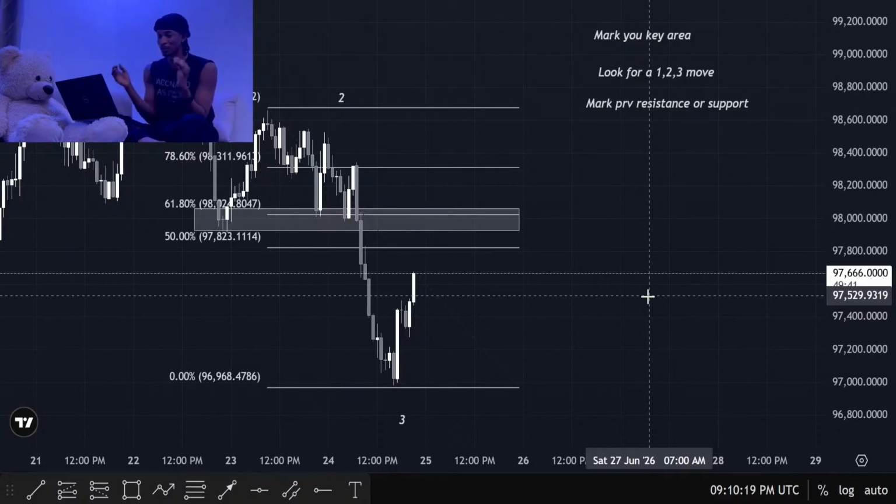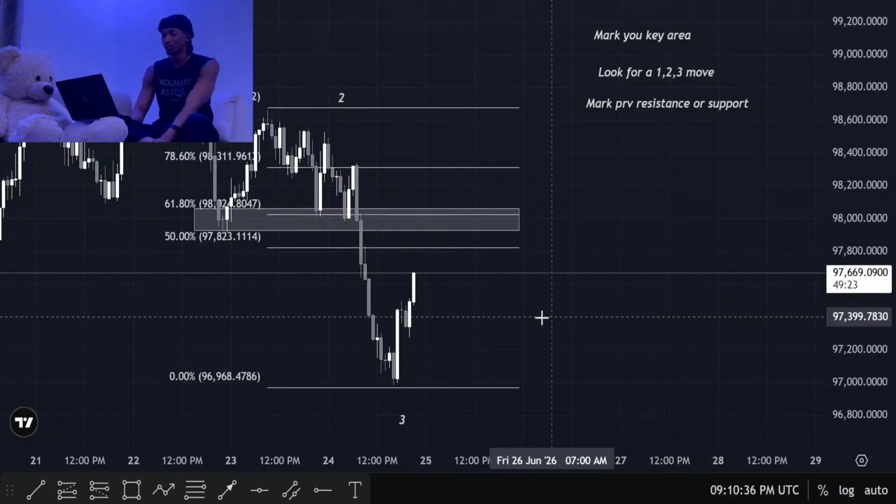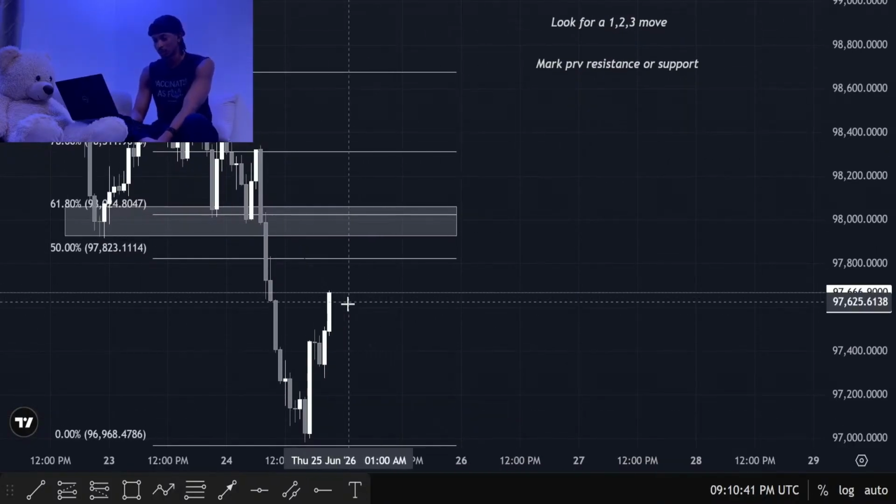I mean, nothing is 100% in trading. Trading is probabilities. So more oftentimes than not, I hope you understand that statement, price reacts. As you can see, price is going there. Let me zoom in so you can see. Look at this candle.